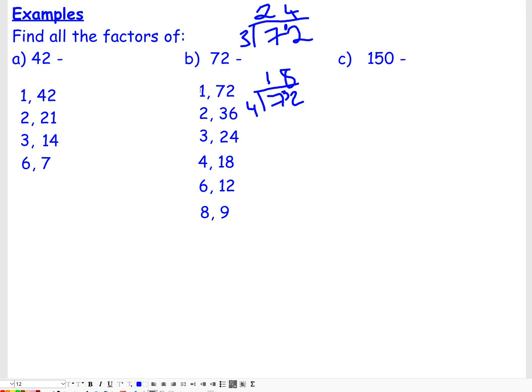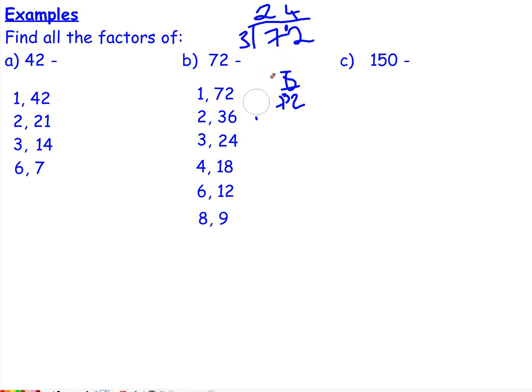So this time we can see 72 has got 1, 2, 3, 4, 5, 6, 7, 8, 9, 10, 11, 12 factors. All of these numbers are factors of 72. They can all divide into 72 exactly. Final example then, 150.